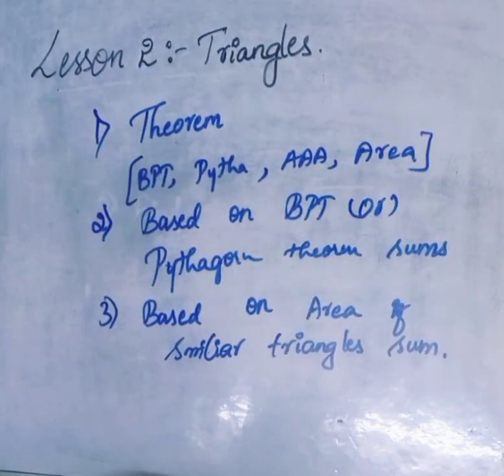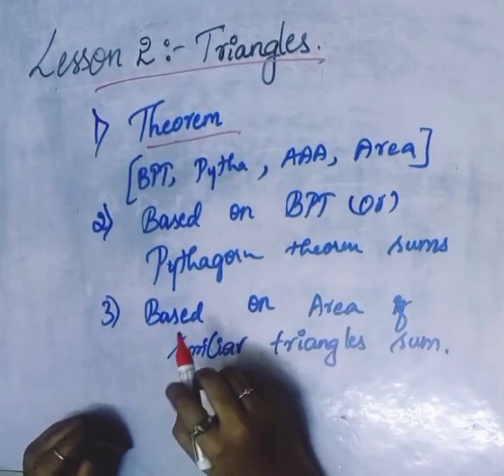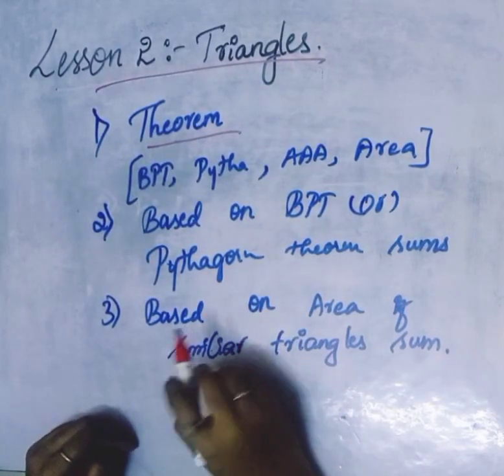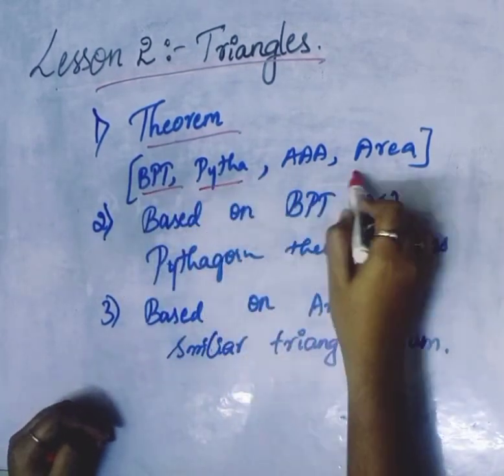Lesson number 2, triangles. In triangles, a theorem will surely come. It may be BPT, Pythagoras, AA, or area. Any one of these 4 theorems can be confirmed, but most chances are for these 3.